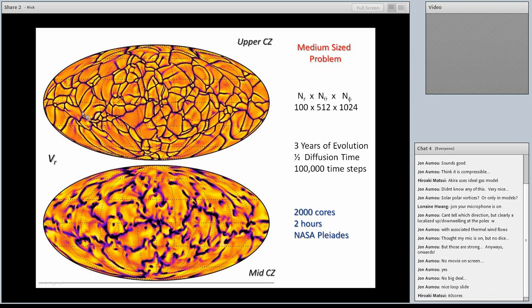And I just ran this thing and said, how far can I get in 2 hours? And I got about 100,000 iterations. It's about half a diffusion time for this particular case, and it's 3 years of evolution when the overturning times in these things are something like a month.